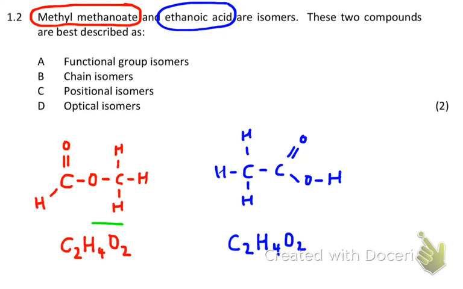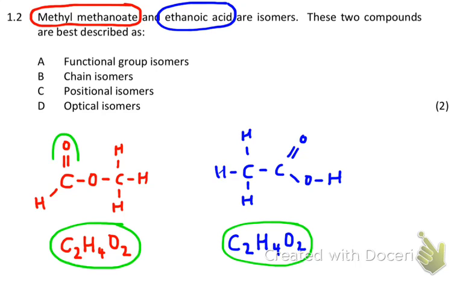So clearly they have the same molecular formula but different structural formulas, and they have two different functional groups. The one is the ester functional group, and the other is a carboxylic acid functional group. And so these two isomers are functional group isomers.